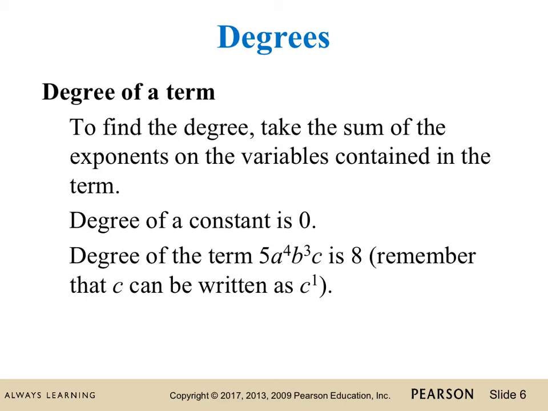So for the degree of a term, the degree of an individual term, you're going to take the sum of the exponents on the variables contained in the term. You really only need to take the sum if there's more than one variable. So the degree of a constant is 0. If I look at something more complicated, 5a to the 4th b cubed c, this is degree 8 because we need to remember that that's really c to the 1st. So really I'm doing 4 plus 3 plus 1 equals 8. Now, even though these aren't like bases and I can't combine them, I'm going to add their exponents just for the purposes of determining degree. So we determine degree by the sum of the exponents.